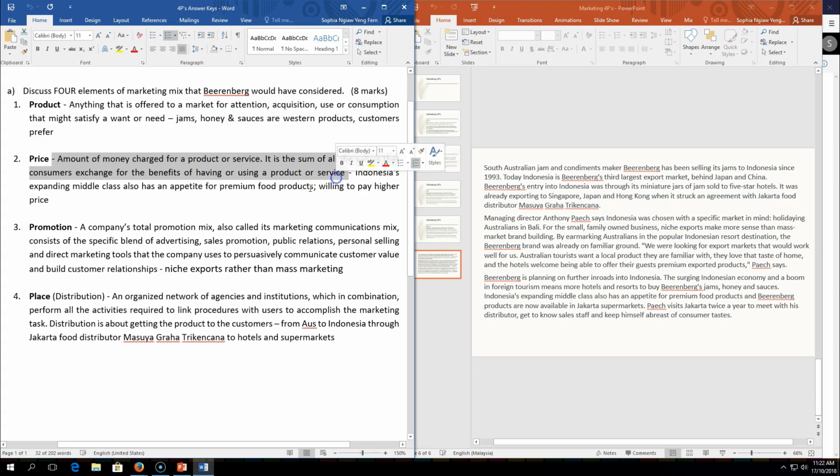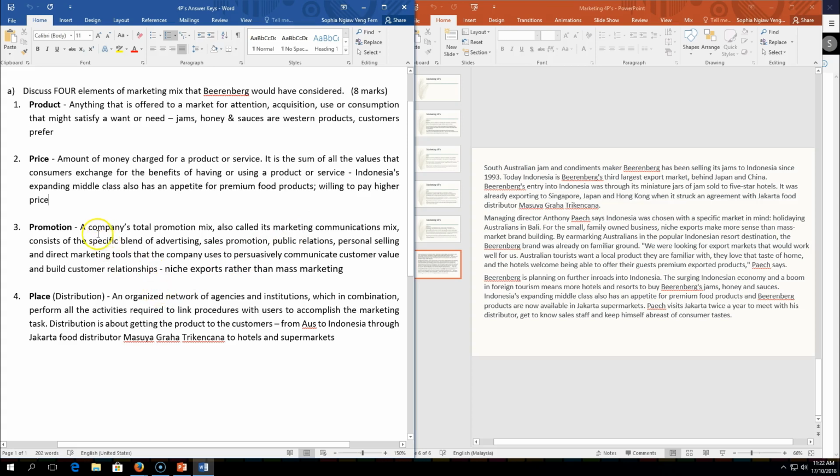Second is price. Again, define. So you can see here, Indonesia is growing as mentioned in the case. So they do have an appetite for premium food products, and they're also selling to their own Australian tourists. It's likely that Berenberg has priced themselves quite premiumly, as people that they are targeting, at least in Indonesia, are willing to pay a high price. So that's how you answer this question.